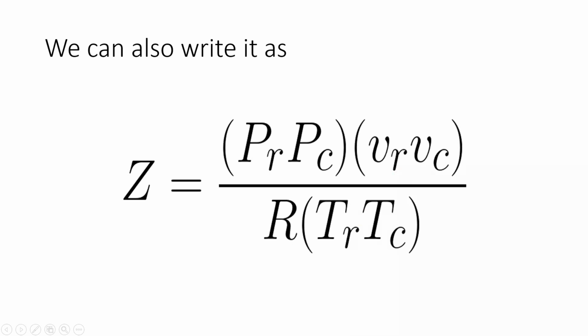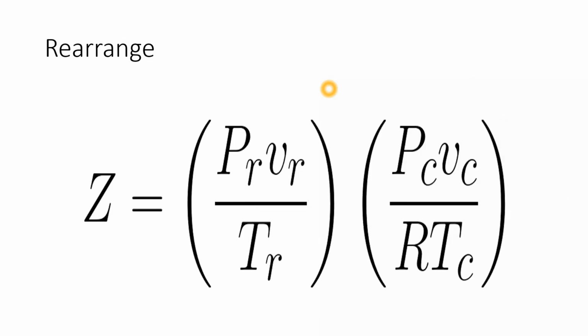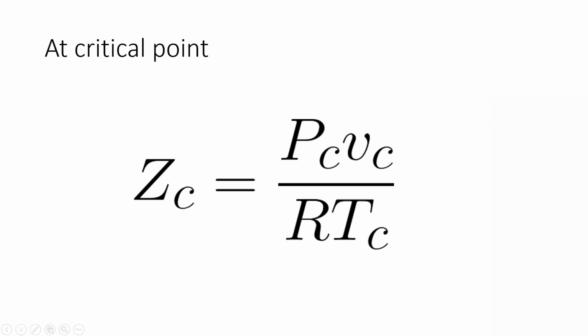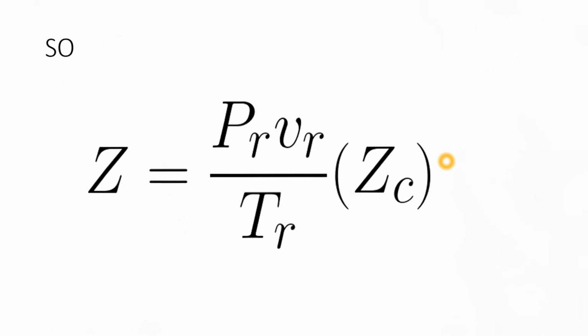So we write it and next rearrange it. If we rearrange it, we get PR VR upon TR into PC VC upon RTC. What will PC VC upon RTC be? It is at the critical point, so it will be ZC. So Z is equal to PR VR upon TR into ZC. Instead of PC VC upon RTC, we write ZC, right?